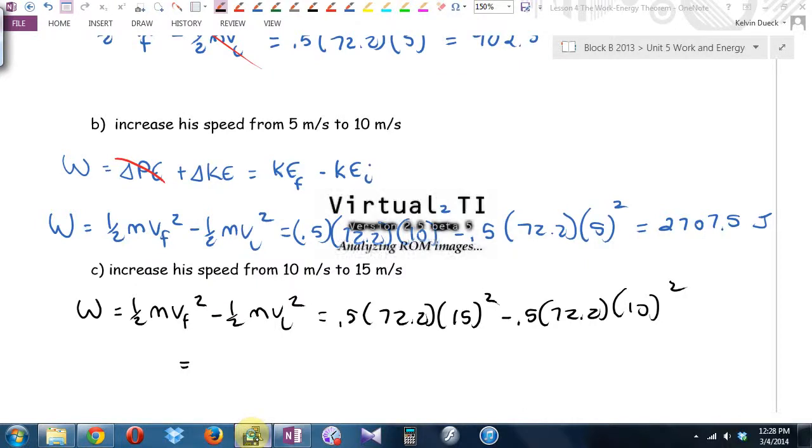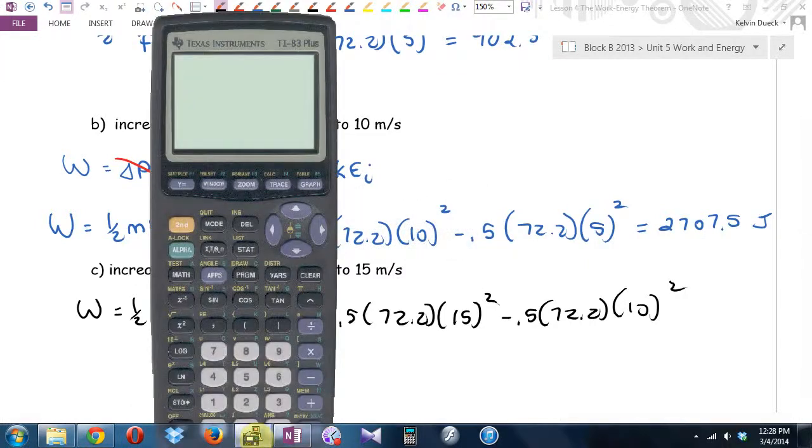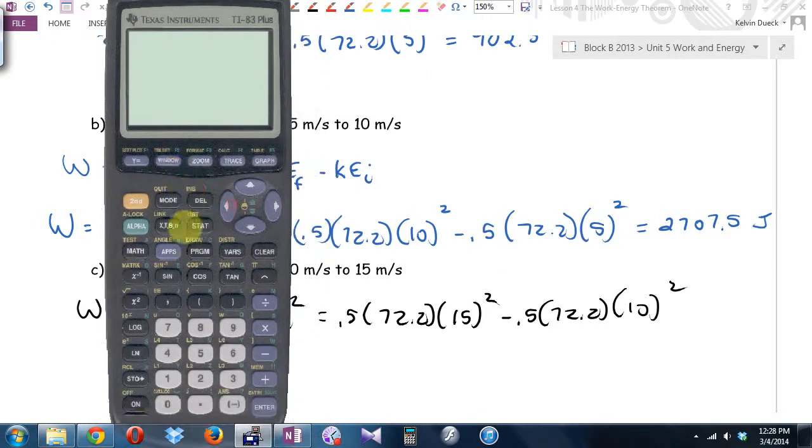By the way, what's making the difference here, Jake, is the squareds. That's what makes this not a nice linear relationship. As the numbers get bigger, the amount of energy to do the same increase gets exponentially bigger. Way bigger. This is going to be a half 72.2 times 15 squared minus 0.5 72.2 times 10 squared.